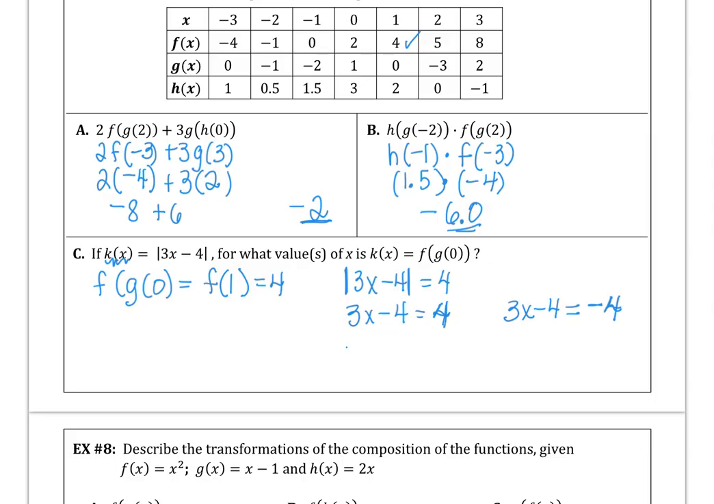So 3x minus 4 is 4, so 3x is 8. X could be 8/3. And 3x minus 4 is -4, so adding 4 to both sides, 3x is 0, so x could be 0. That one was a little trickier than the others.